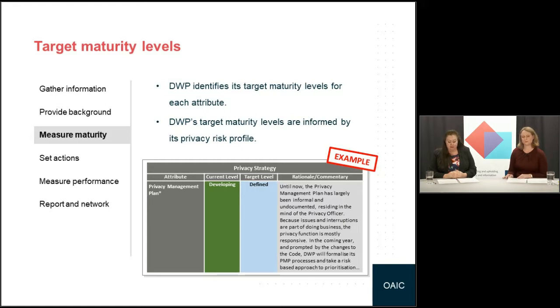Our next step is identifying DWP's target maturity levels. In this case, DWP has determined that it will lift its PMP practice from the developing level to the defined level. A rationale for this decision is entered into the PMP tool.